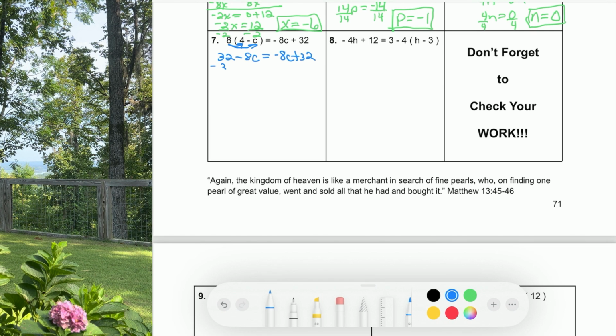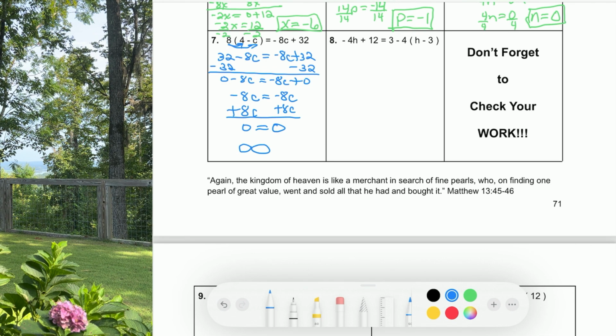All right, so let's subtract 32 from both sides. So I get 0 minus 8c equals negative 8c plus 0. So now I have negative 8c equals negative 8c. So if I add 8c to both sides, I get 0 equals 0. Okay, so we've got infinite number of solutions. So remember, when you get 0 equals 0 and there's no variables left, then you have infinite.